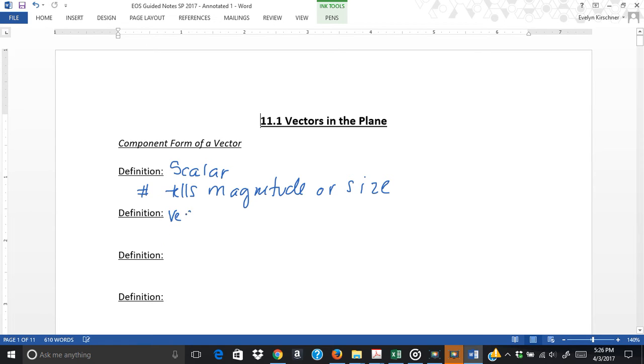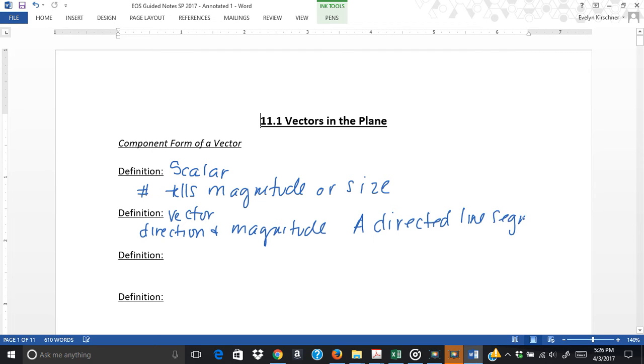Now I'm going to give you the definition of a vector. So the special thing about a vector is it includes direction. So it has direction and magnitude. And we call it a directed line segment. And usually when you see it, it's either bold-faced or with an arrow on top. I use an arrow on top. So when I write a vector, this would be the vector v with an arrow on top.